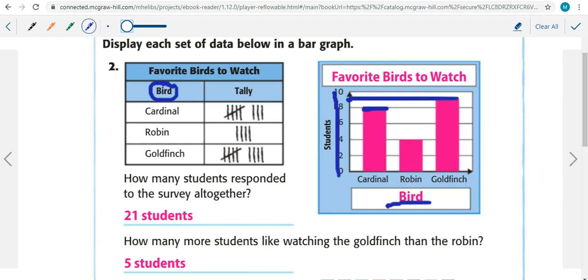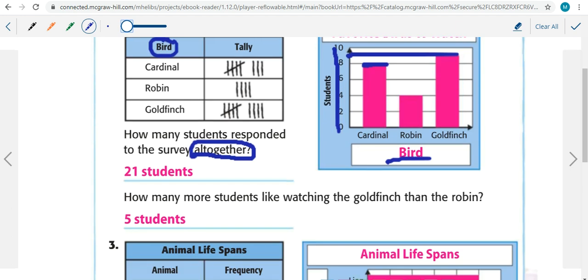Now let's answer the questions. How many students responded to the survey altogether? Altogether means that you have to add all of the votes. The answer is 21 students.